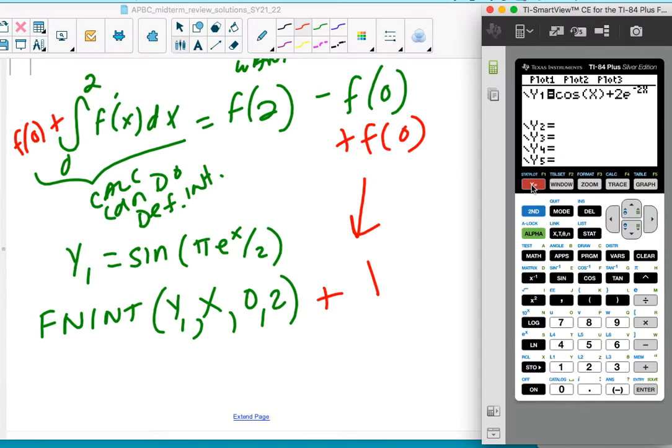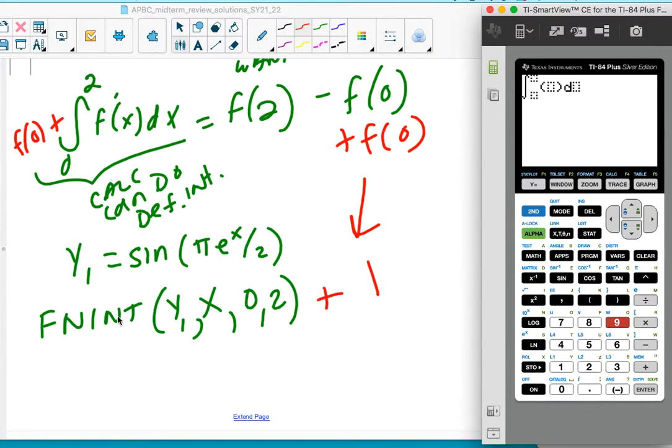So let's go ahead and go to my y1. Make sure you're in radian mode always, but I just checked that on the last question I did for your videos, so I'm not worried about it. Pi e to the x divided by 2. And then I'm going to quit out of this. I'm going to do math 9, which is function integrate. Oh, I hate when it's in calc type.